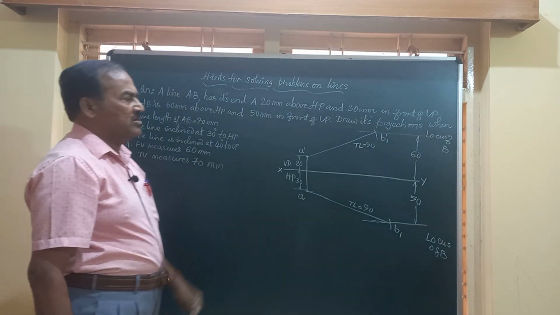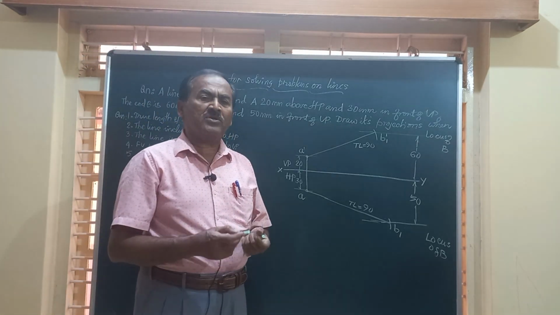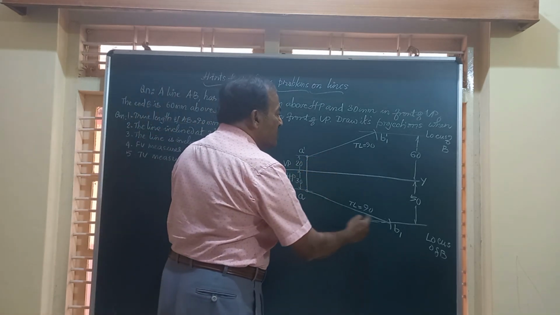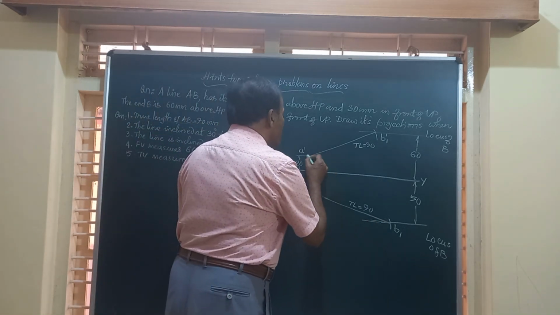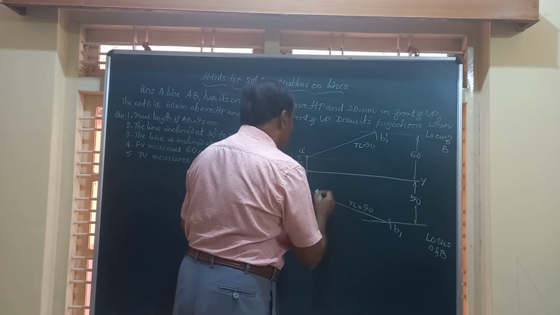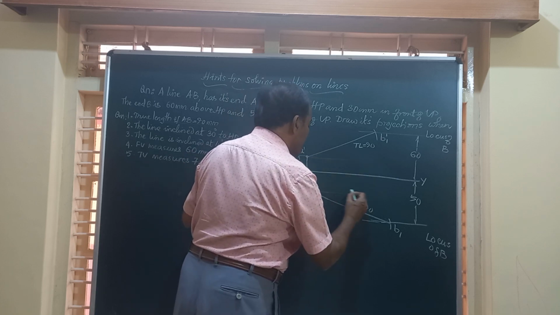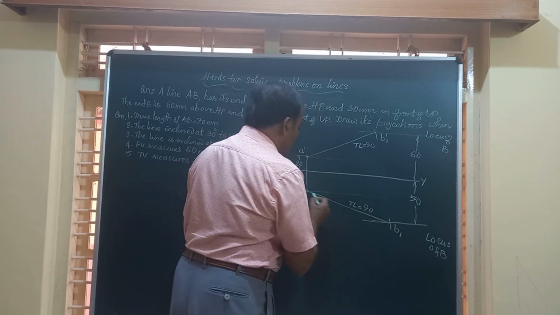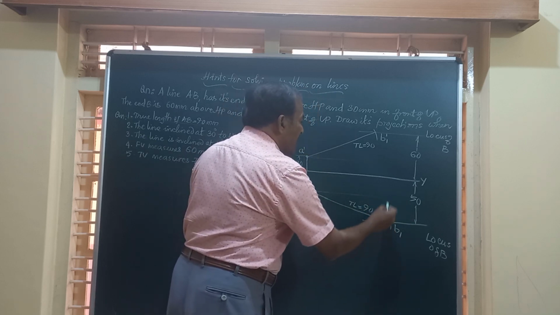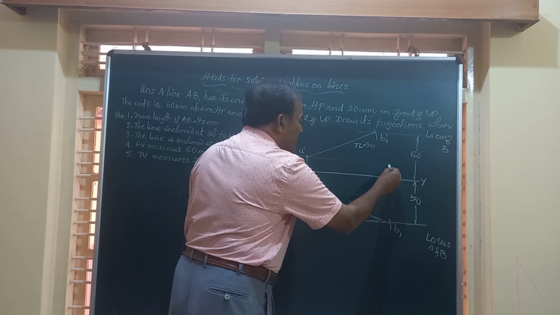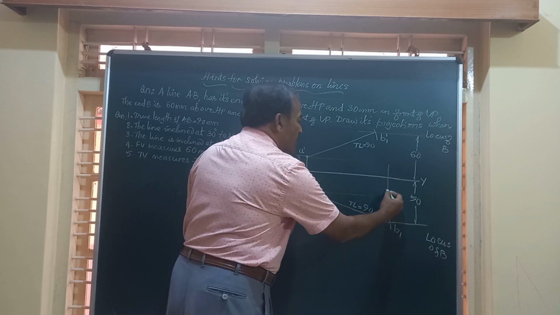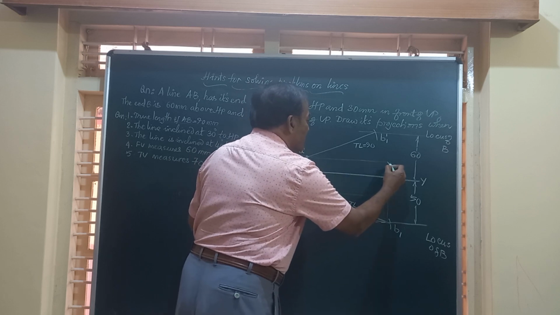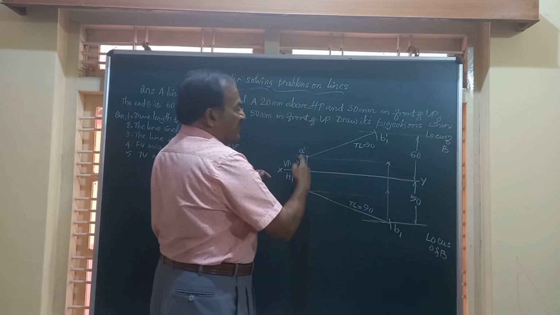True length is given. How to obtain the front view and top view? Friends, whenever the true length is known to us, you extend the loci of the ends, of the front view and top view. So here I know the true length. I draw a vertical line from here upwards till it touches the locus of A in the front view.